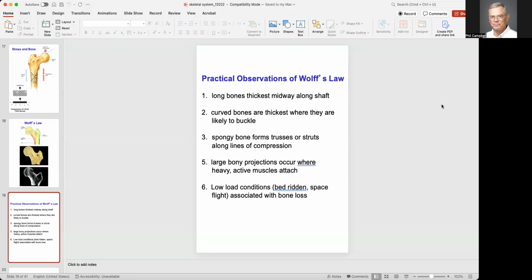That boils down to the simplest definition of Wolff's Law. It cannot get any easier. Either you use it or you lose it. That's applied Wolff's Law. Use it or lose it.